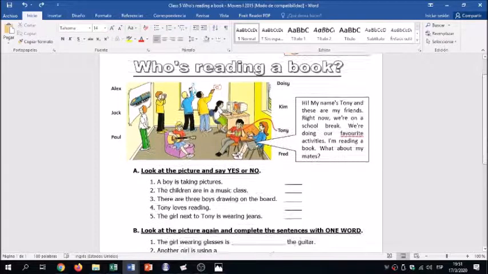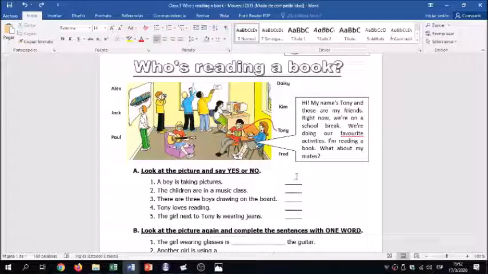Okay, so let's do exercise A. It says, look at the picture and say yes or no. Entonces, el primer ejercicio, tenemos que observar la imagen y vamos a decidir si estas oraciones de acá son verdaderas o son falsas. In case these sentences are true, you write yes. En el caso de que las oraciones sean ciertas, escribimos yes. And in case these sentences are false, we write no.